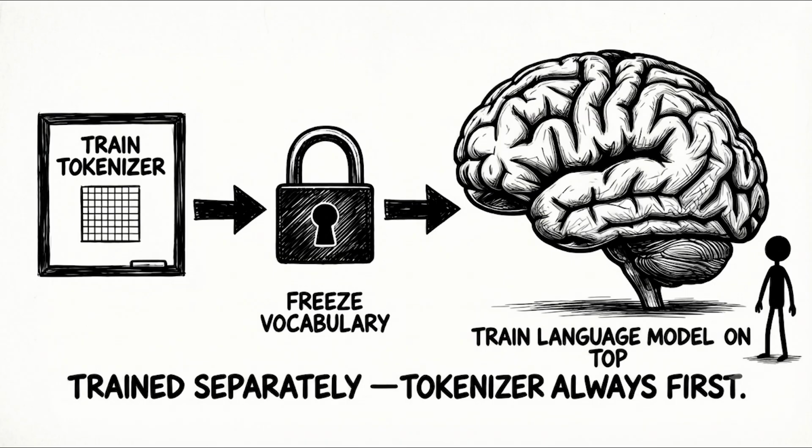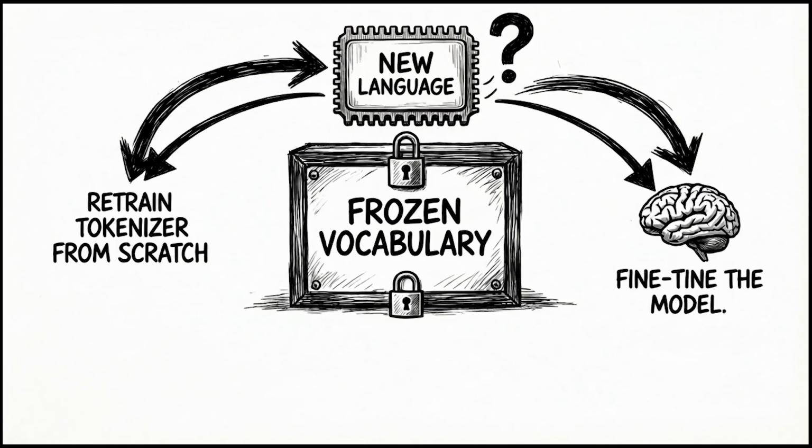An important point to note is that the tokenizer and the model are trained separately. The tokenizer is trained first, its vocabulary is frozen, and then the language model is trained on top of it. If you later want to expand the vocabulary so as to add a new language or new domain-specific terms, you have to either retrain the tokenizer from scratch or fine-tune the model on additional tokens.